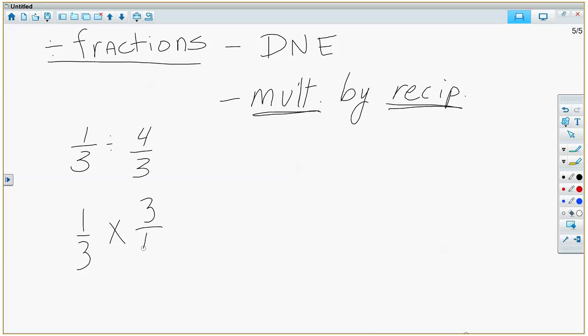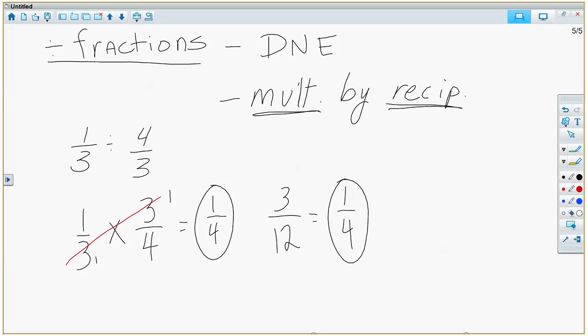And this time, what happens to the 3's? You can cancel them. And what's 1 times 1? 1. Because that'll go in 1 time, and that'll go in 1 time. And 1 times 4, you get 1 what? 4. Now, what's 1 times 3? 3. What's 3 times 4? 12. And you reduce that, what do you get? So either way you do it, you should get what? 1/4.